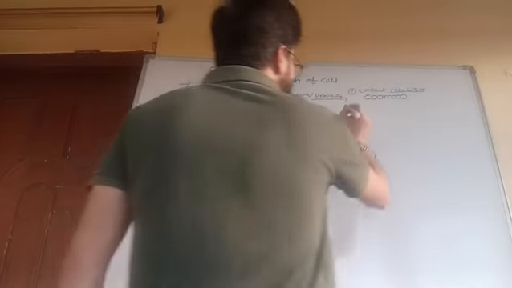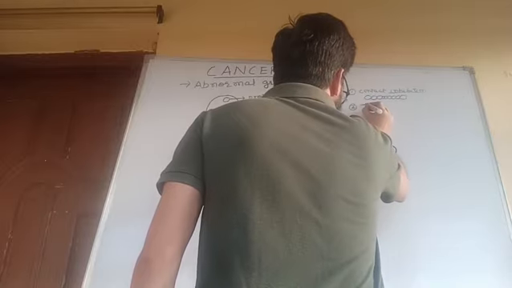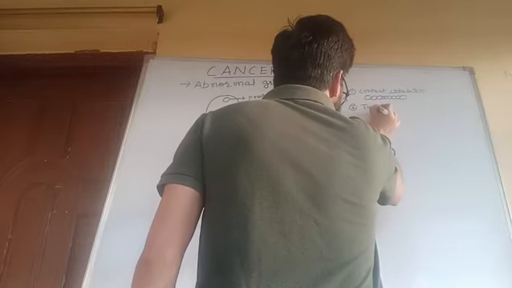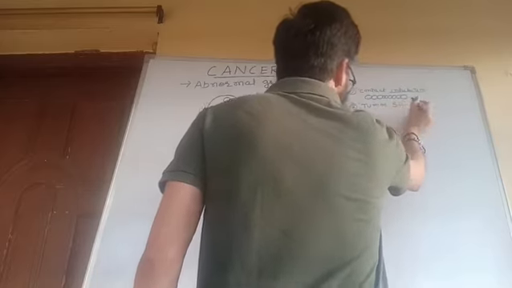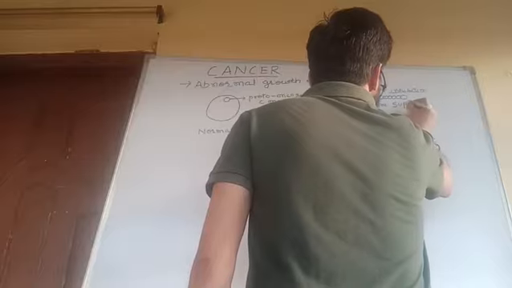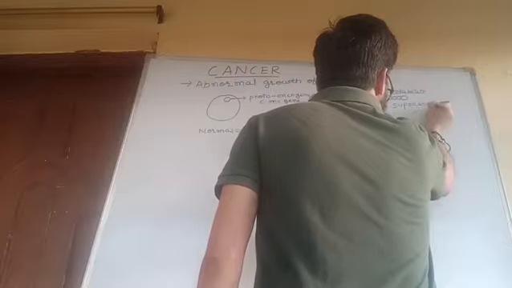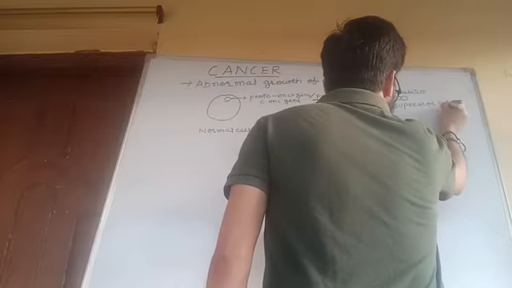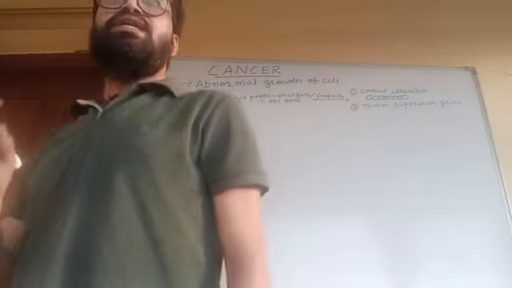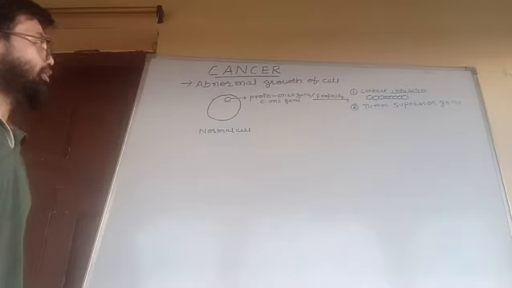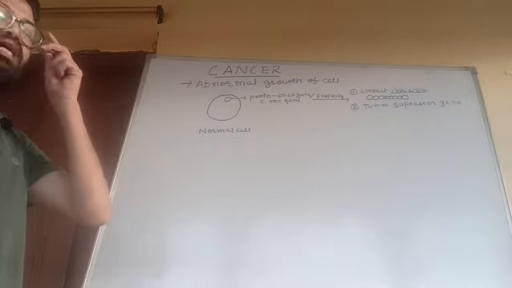Now the second property is the tumor suppressor gene. Tumor suppressor gene means this gene helps in suppressing cancerous cells. These are the two properties which you can see in the case of the normal cell.